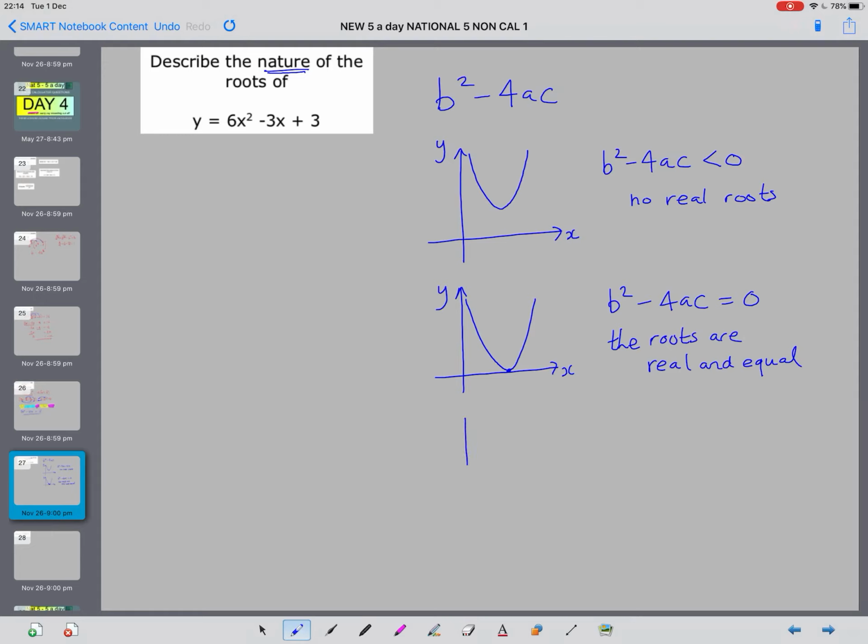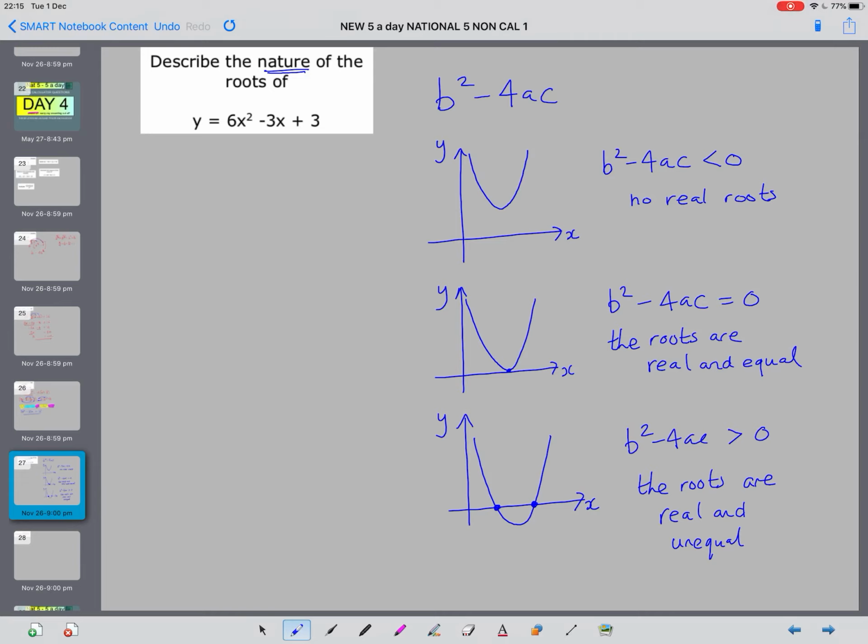And then if I drew another coordinate axis with another parabola, but the parabola touched the x-axis at 2 points, then b squared minus 4ac must be greater than 0 and the roots are real and unequal.